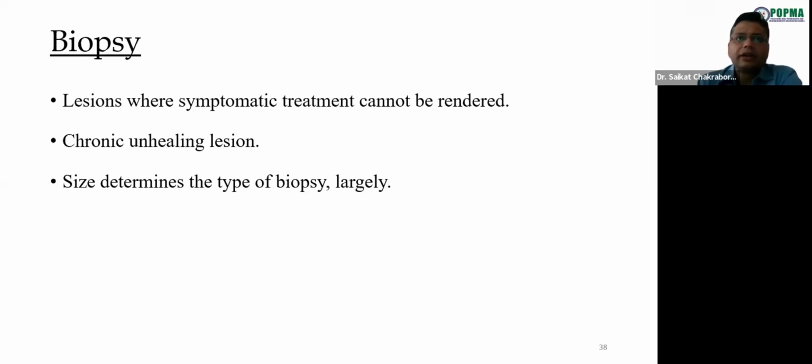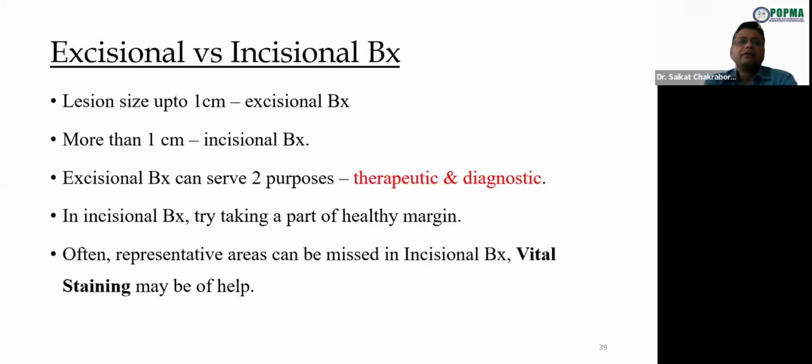You do not do a biopsy on an inflammatory ulcer. You can render a symptomatic treatment. For a chronic unhealing ulcer, as I mentioned, size will largely determine whether you will do an incisional or an excisional biopsy. Because if you think provisionally it is an invasive lesion, you might do an excisional biopsy without seeing the size. That is, I think, the recent consensus. Often, the representative areas can be missed in incisional biopsy.